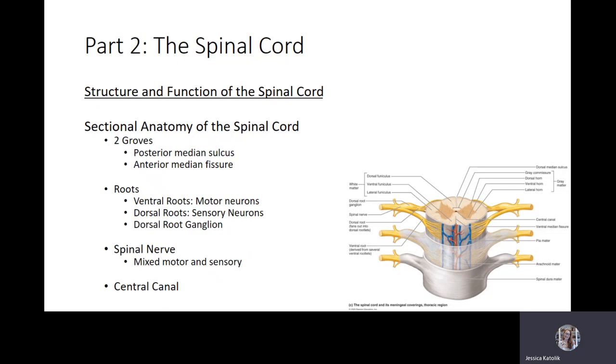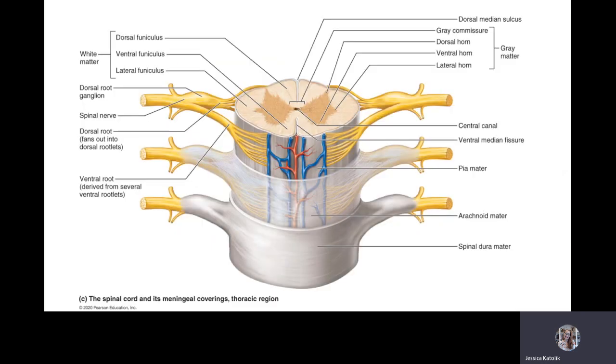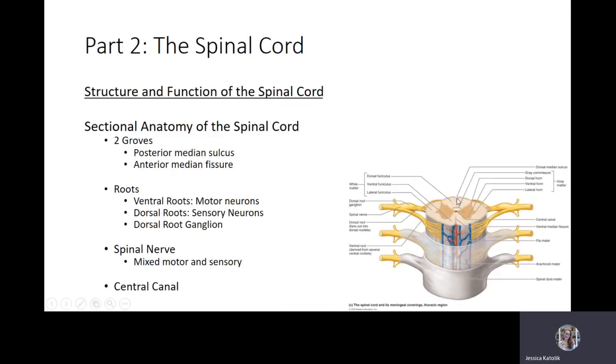A little bit more about the sectional anatomy. There is going to be a set of grooves. There's going to be the posterior median sulcus. You can also call it the dorsal median sulcus, which is going to be here. It's going to be rather shallow, so that's why we just call it a sulcus.